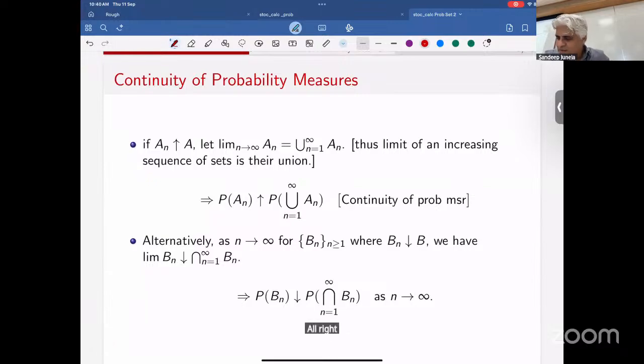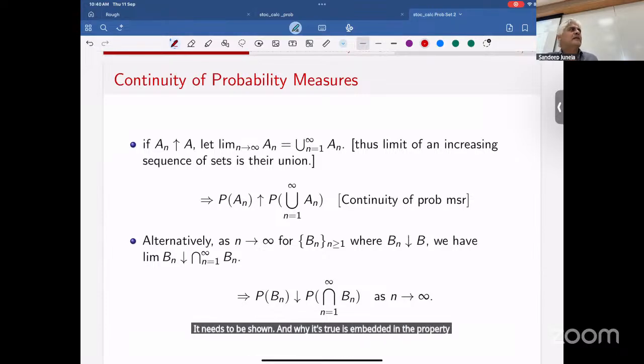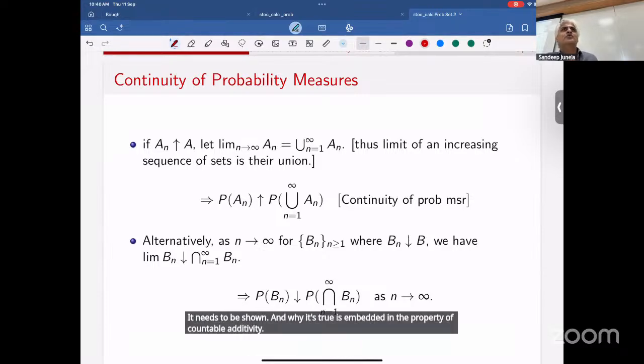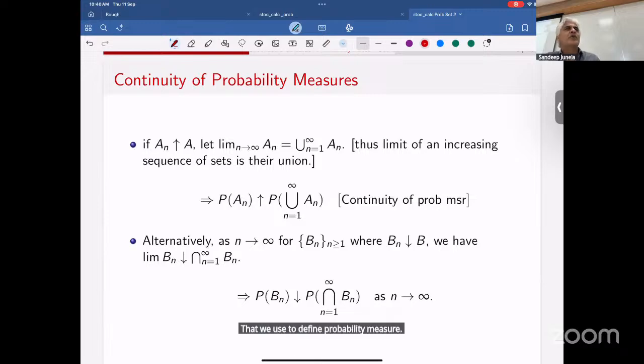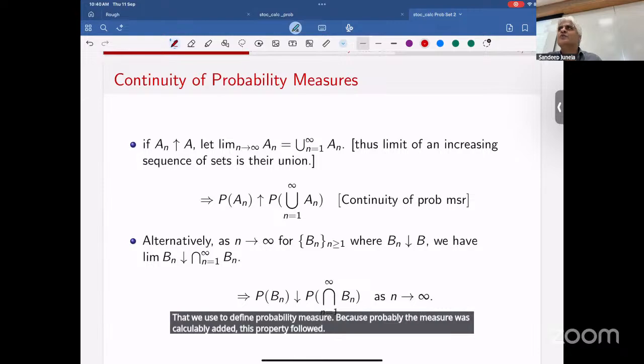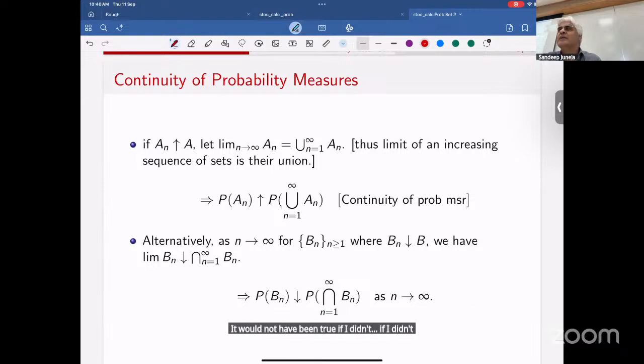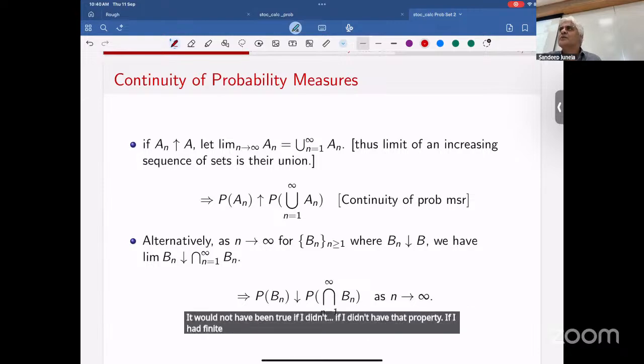All right. So the point is, it's not obvious that this is true. It needs to be shown. And why it's true is embedded in the property of countable additivity that we use to define probability measure. Because probability measure was countably additive, this property followed. It would not have been true if I didn't have that property. If I had finite additivity, this would not be true. We'll show this in a moment.